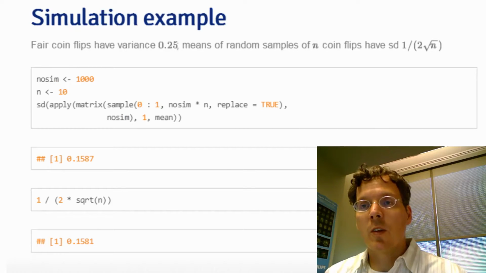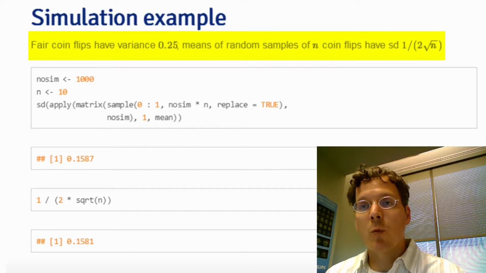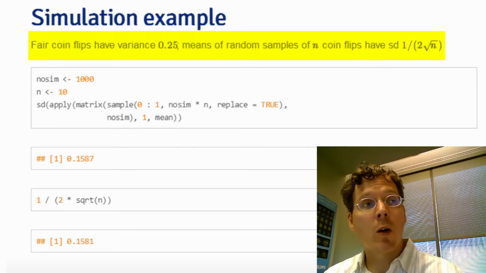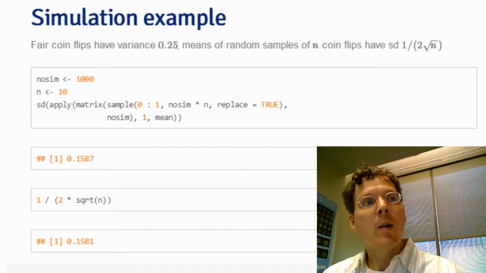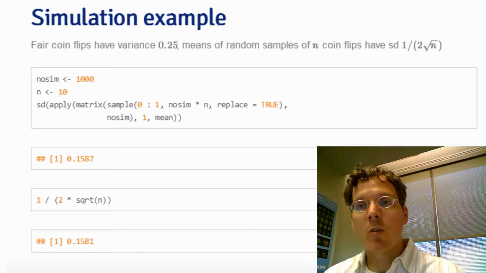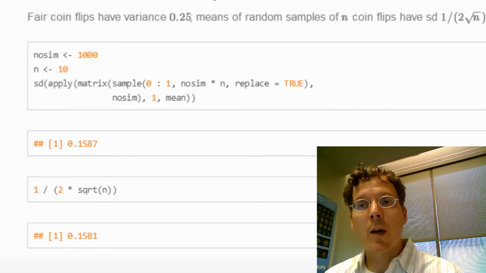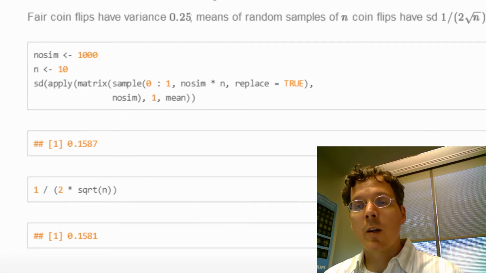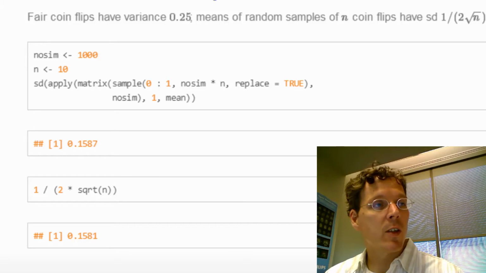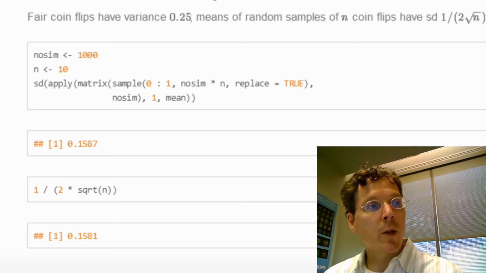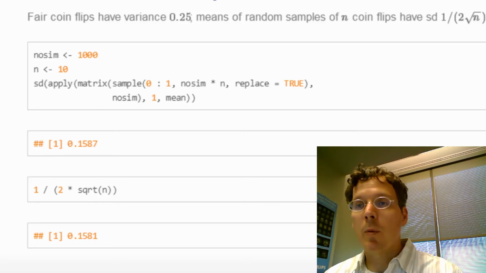Remember that coin flips for a biased coin have a variance of p times 1 minus p. When p is a half, that gives you 0.25 as the variance. Means of random samples of n fair coin flips, according to our theory, should have standard deviation 1 over 2 square root n. So what I've done here is I've flipped a coin 10 times and taken the average of the 10 coin flips. Then I do that thousands of times, and I'm going to look at the variability in that distribution. I'm going to look at the standard deviation because I like standard deviations better than variances. And so I get 0.16 when I do that. The theory tells me it has to be about 0.16. When I do 1 over 2 times square root n, I get about 0.16.